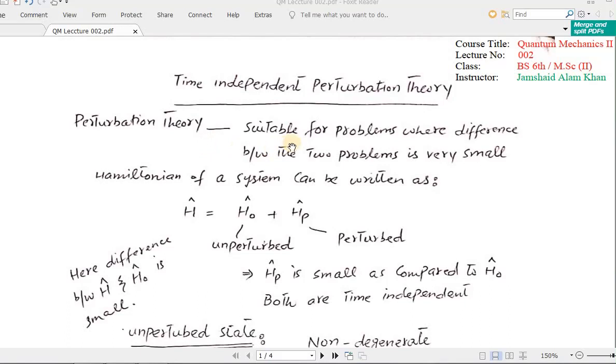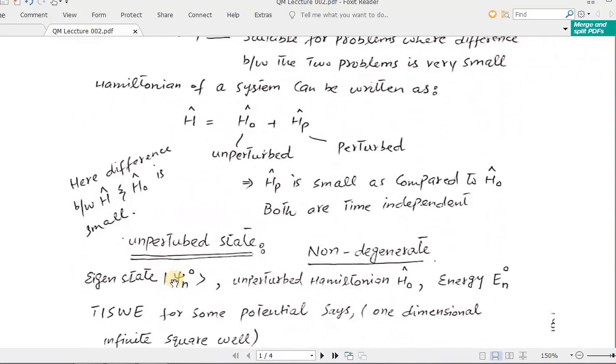Perturbation theory is suitable for problems where the difference between the two problems is very small. The Hamiltonian of a system can be written as H hat is equal to H naught hat plus Hp hat. Here, H naught is the unperturbed Hamiltonian, whereas Hp hat is the perturbed Hamiltonian. For the sake of convenience, we write H naught and Hp instead of H naught hat and Hp hat. Here, the difference between H and H naught is very small, and Hp is small as compared to H naught. Both are time independent.